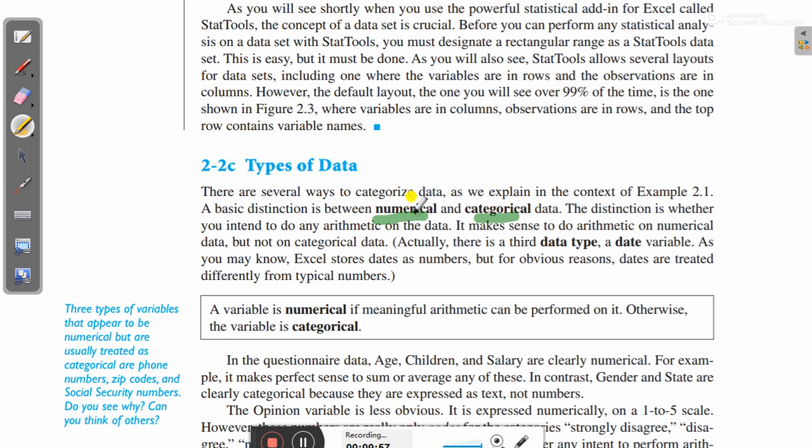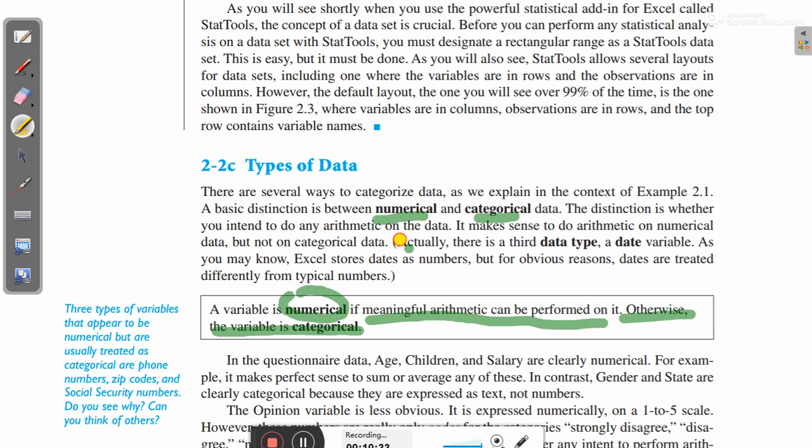But what is numerical? Numerical means from which we can perform some meaningful arithmetic operation. Otherwise, that variable can be categorical. It means in categorical variables we cannot apply directly arithmetic operation. Somehow we need to transfer or transform this categorical information or variable into numerical data.